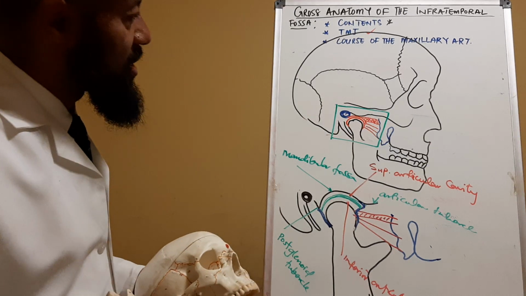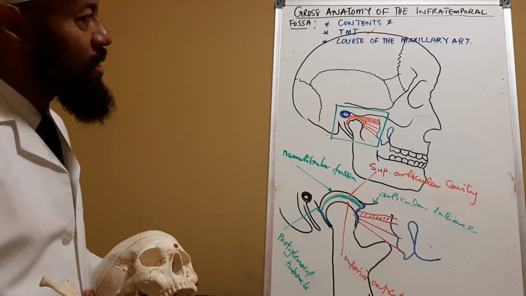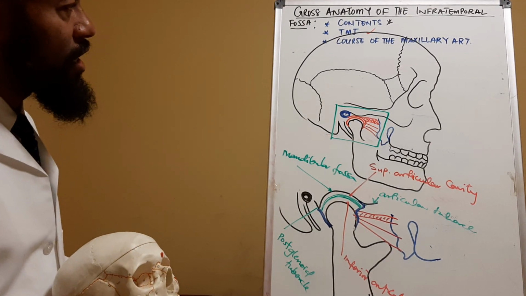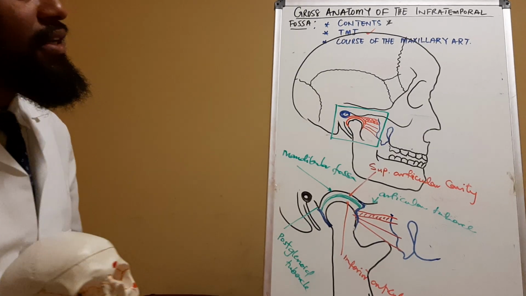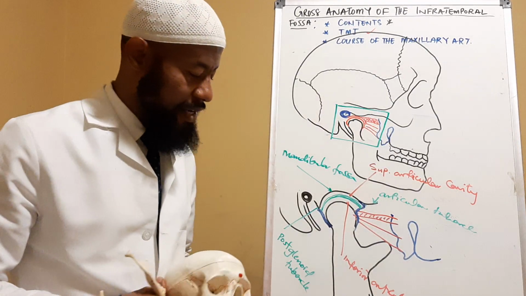So this is as much as we could take in terms of the gross anatomy of the TMJ. We will be looking at the course of the maxillary artery in a short while. Thank you.